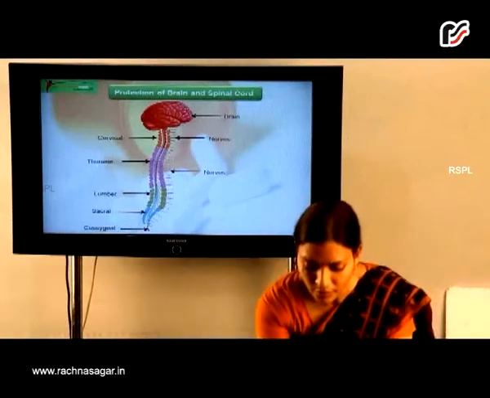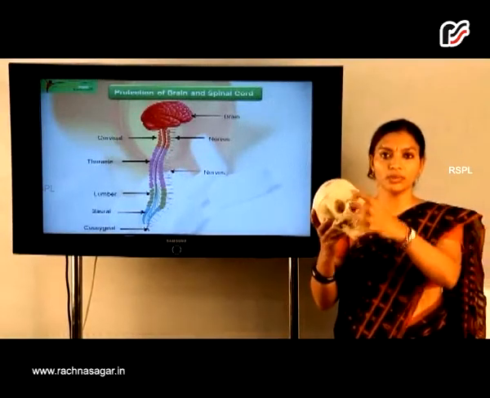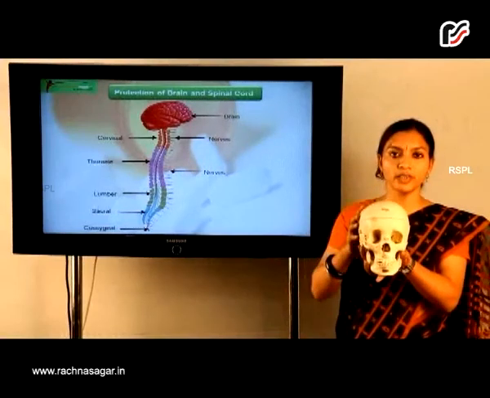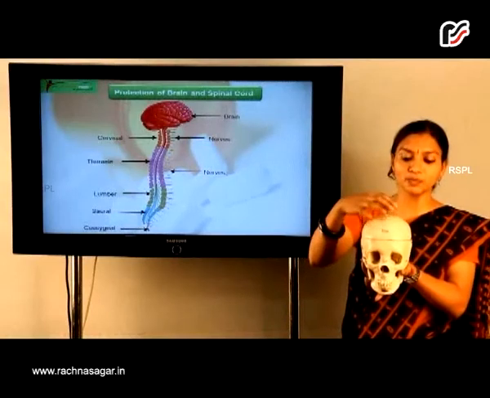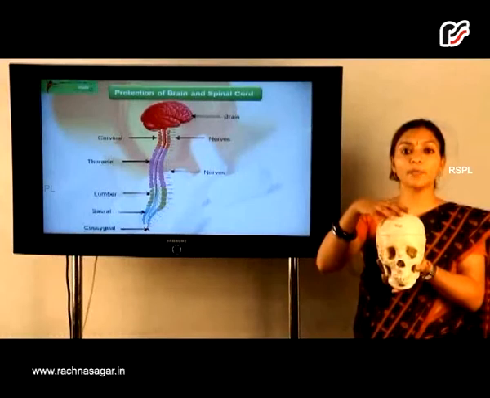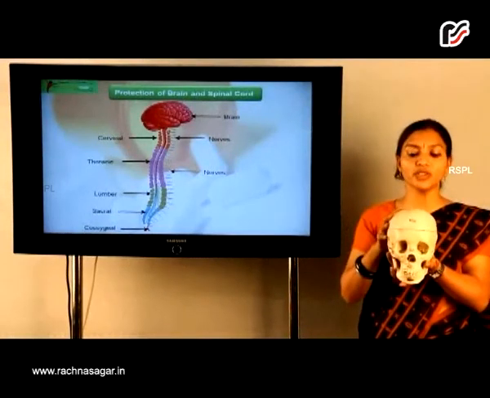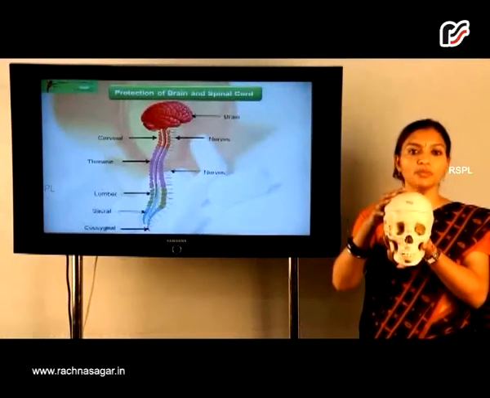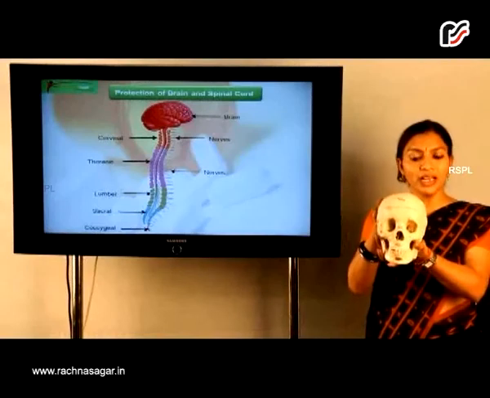Let's have a look. This is the human skull. We can see bones. This is the topmost part which is known as cranium. Actually the brain is present inside it. So this upper part which is known as cranium is protective in nature. Inside of it the human brain is present. So it is the protection of the human brain.